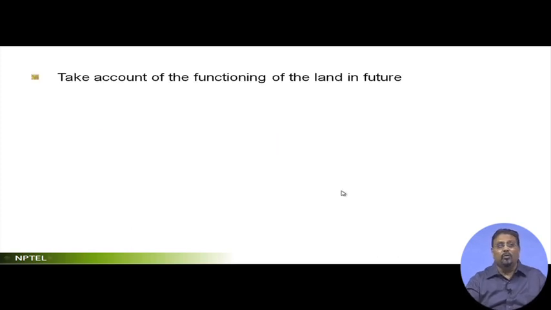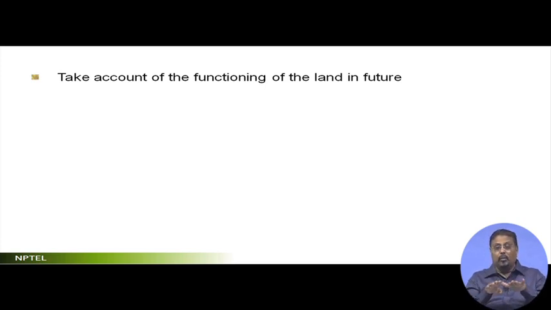First one, take account of the functioning of the land in future. I will go very quickly on this. When you have a site, the whole site may not be developed at one point of time, and you are going to assign functions to different areas. So when you are planning, you plan in such a way that different functions are planned together. Execution may be done at different points of time. Once you put it together, then the area which you are now detailing in terms of landform must take into account what is going to happen in future.